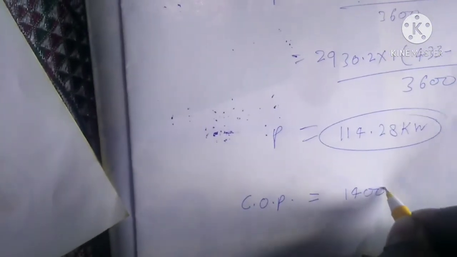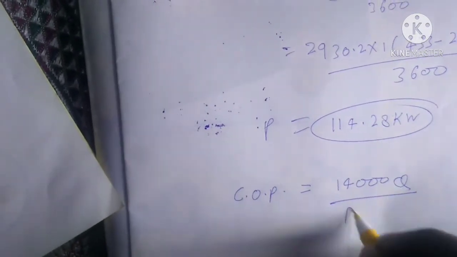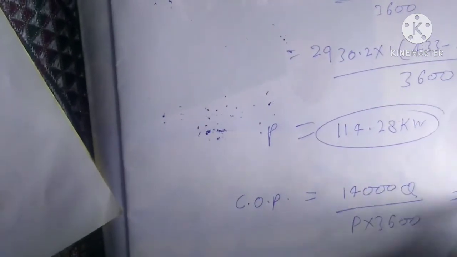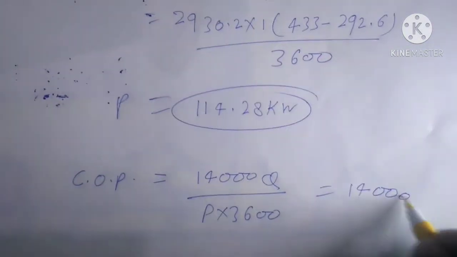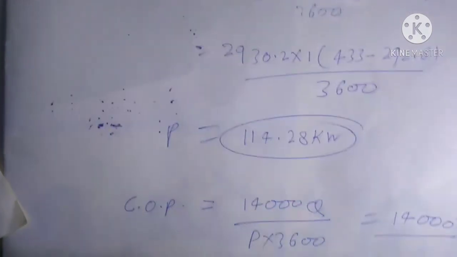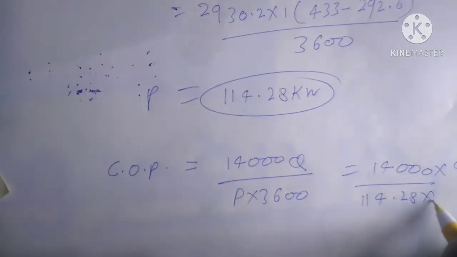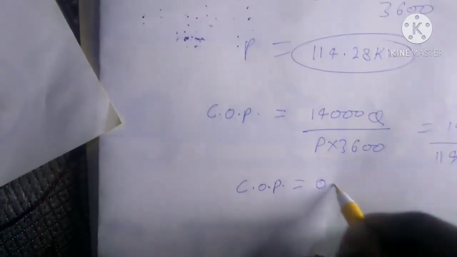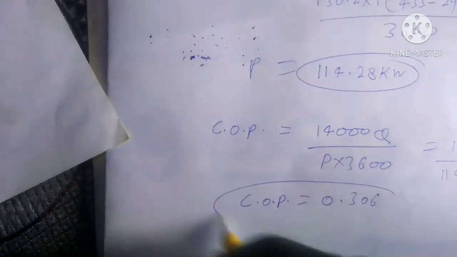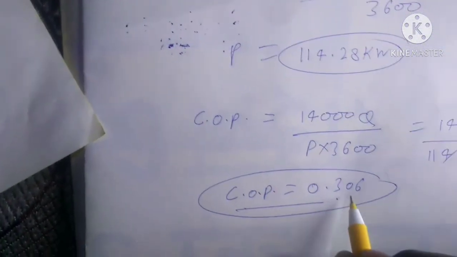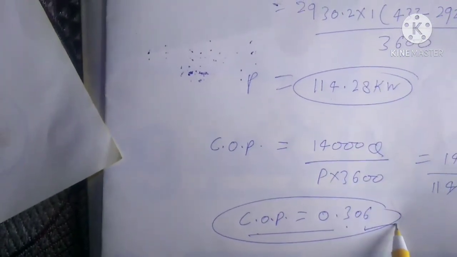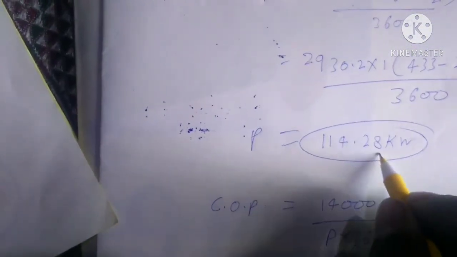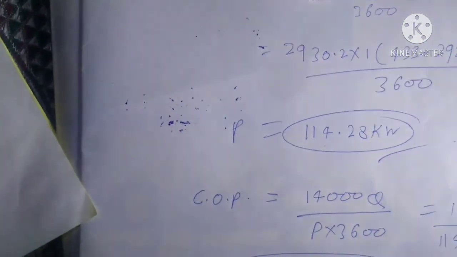And your next point is COP. What is COP? COP equals 14,000 Q divided by P multiplied by 3600, and Q is given as 9, P you find here is 114.28. You find COP equals 0.306. This is your answer: first the COP, 0.306, and the power, 114.28. So this is all about the question. Thank you.